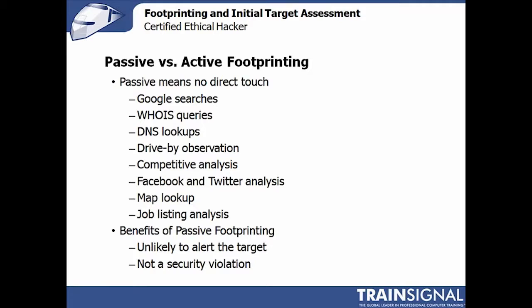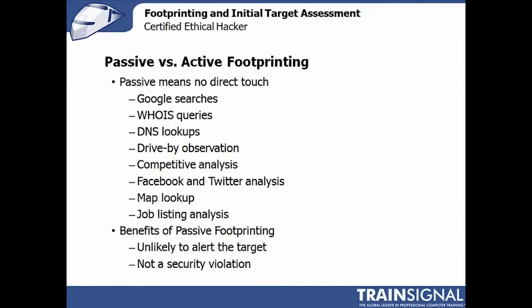I want to draw a distinction very early on between passive and active footprinting. Passive footprinting means there's no direct touch to the target. It's information that you gather from other sources, not the target itself. So going to a company's website would be a direct touch. That wouldn't be passive. That would be an active footprinting technique.